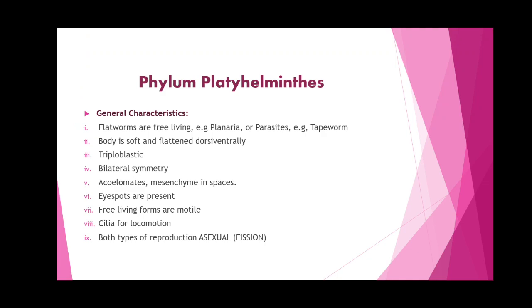Now, if we talk about the characteristics of these organisms, their bodies are flattened dorsiventrally and compressed. And the organisms are triploblastic. It means they have three germ layers: ectoderm, endoderm, and mesoderm. And these organisms are bilaterally symmetrical. It means if the organism is cut from the center, the two halves of the organism will be the mirror images of one another.